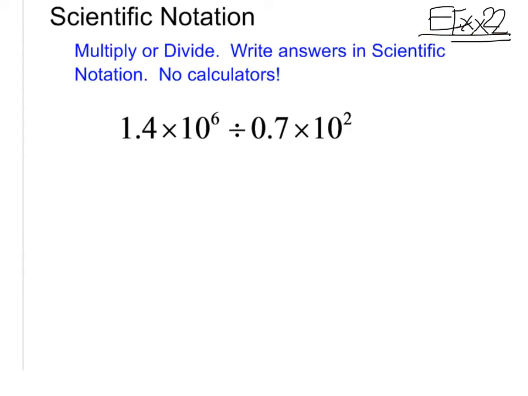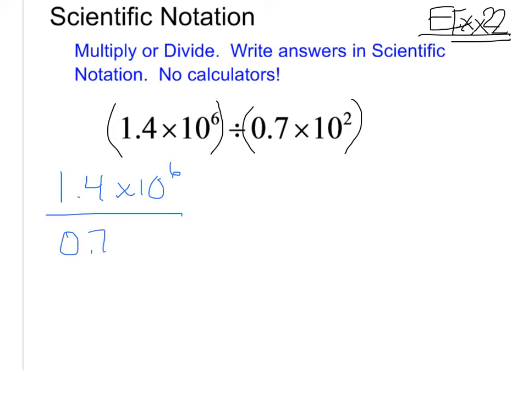For our second example, we have, again, multiply or divide, write answers in scientific notation, no calculators. So we have 1.4 times 10 to the 6th divided by 0.7 times 10 squared. You might also see it written where they include the parentheses just to set off these two numbers, and that's just their way of saying it's this number divided by this number. If it's easier for you, you can write this using division more like a fraction bar that we've been doing before. So you can write it as 1.4 times 10 to the 6th divided by, using a fraction bar, 10 squared.